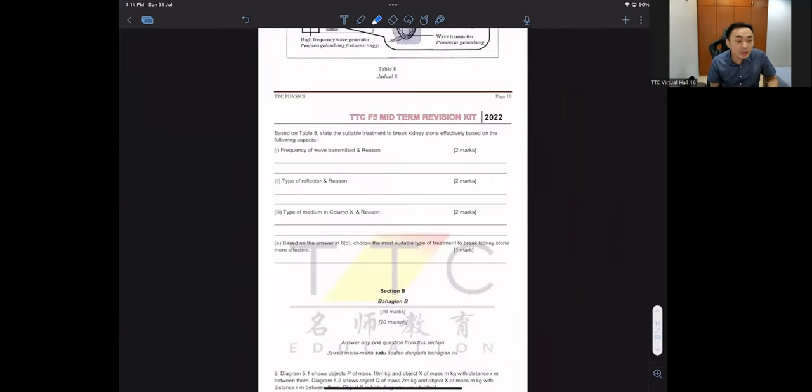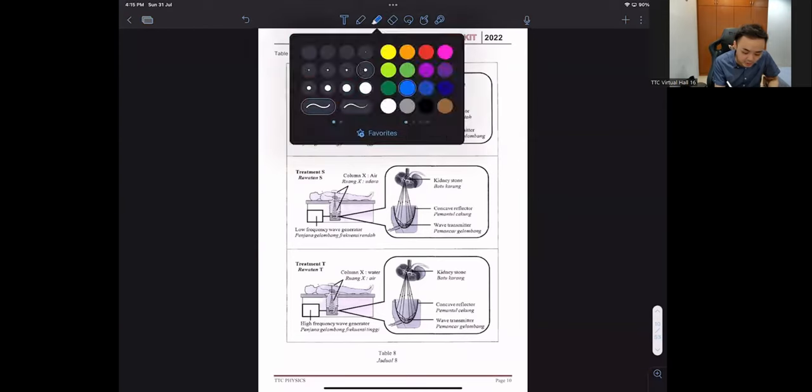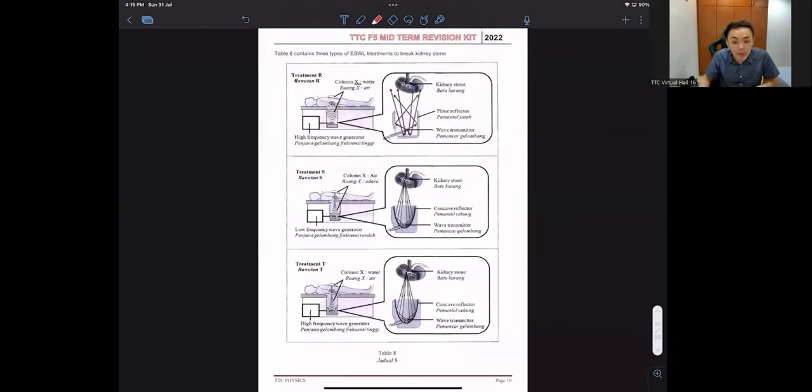They got a hint here: frequency of the wave, type of the reflector, and type of the medium in column X. First things first, what do you want the frequency to be? High frequency or low frequency? Of course, high frequency. Why high frequency? What's the point? When the frequency is higher, they penetrate further, they can travel further, so they go all the way into your kidney, right?